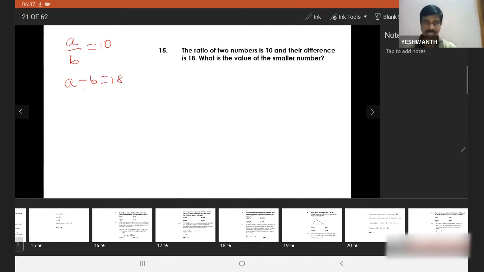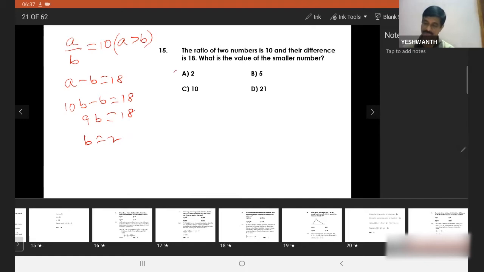See, why should I take it as A minus B only? Why not B minus A? This is very important. If A by B is 10, it means A is greater than B. So when I talk about difference, it should be A minus B, not B minus A. He is asking you to find the B value. So A is 10B, 10B minus B equal to 18. So 9B equal to 18, B equal to 2. So the smallest value is B, which is 2. Please note it quick.